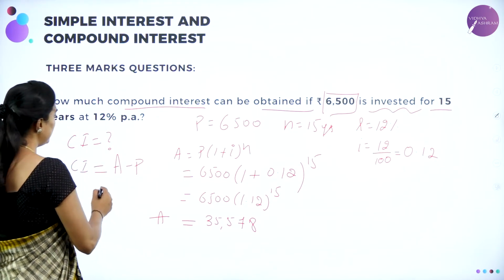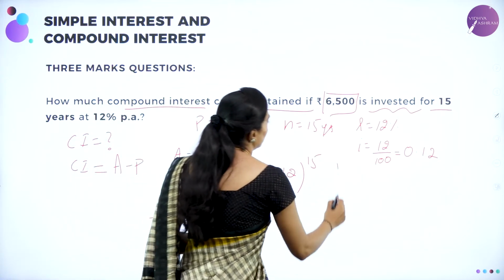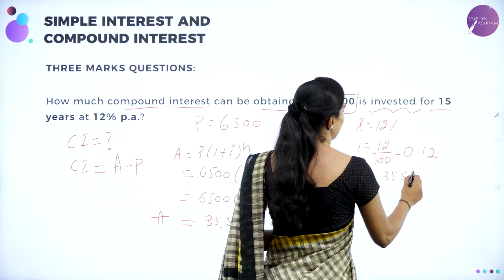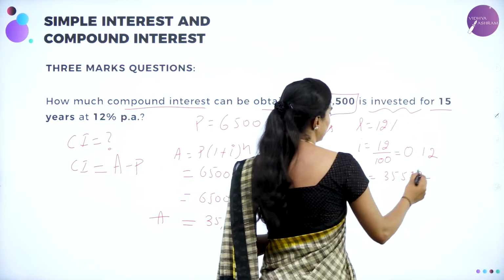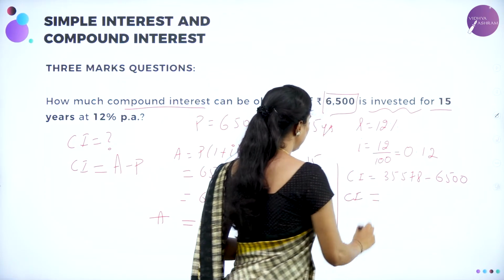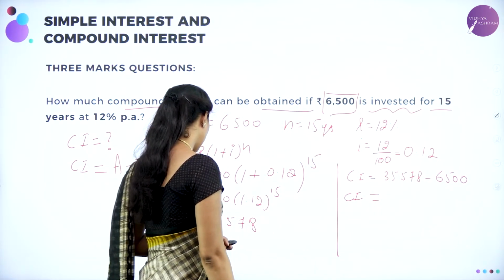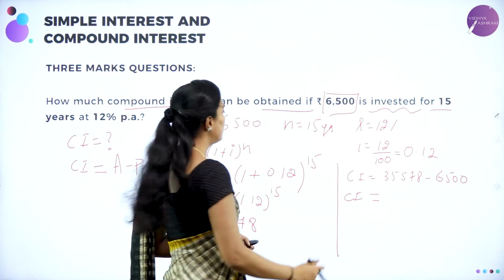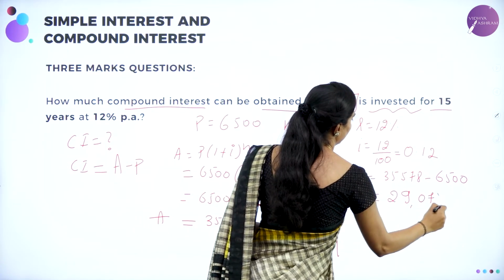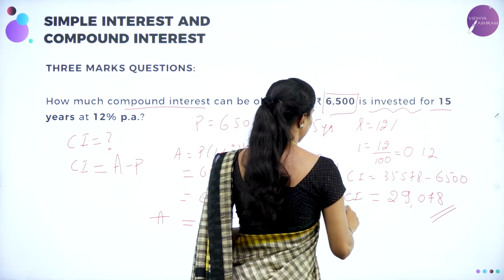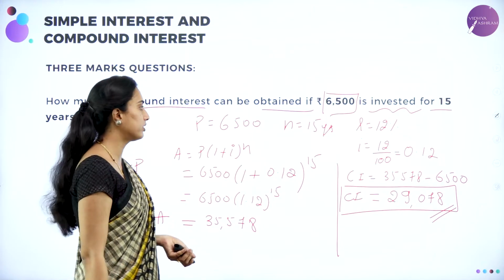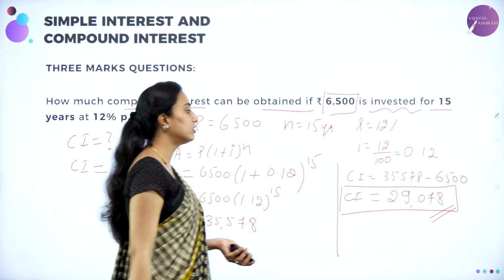So CI will be equal to what? A is 35,578 and P we know is 6,500. So the answer you are going to get, CI will be equal to 29,078. Okay, this is your CI. You are going to get that much compound interest. Okay, I think you understood this problem.